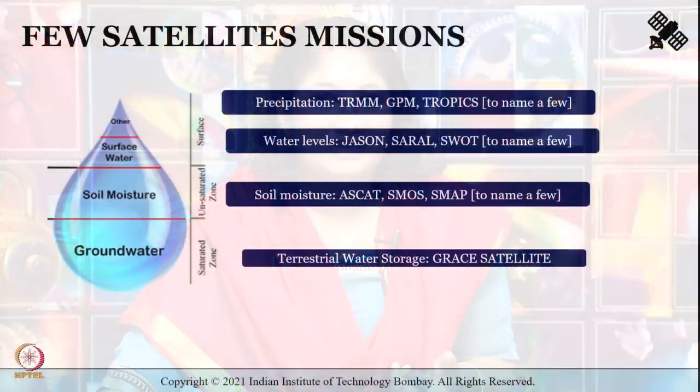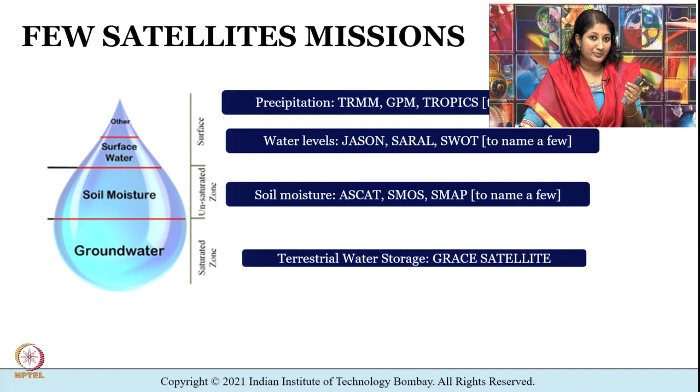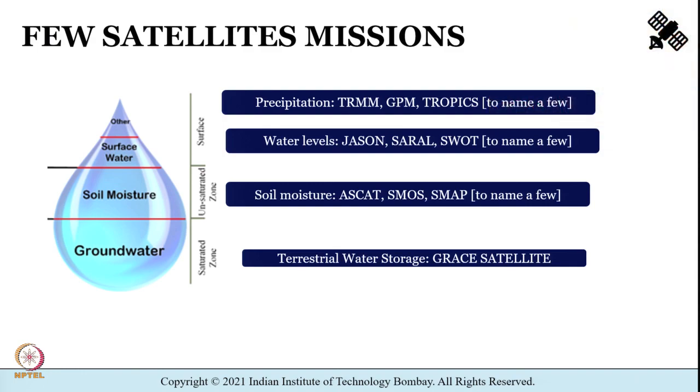So just to give you a brief overview, till now from the previous tutorials we have been learning one by one about the different satellite missions capable of examining the water levels, and then we understood how to deal with data from JASON and SARAL satellites. Moving on, we also understood about the SMOS satellite that gives us soil moisture information, and also the GRACE satellites which give us information about the terrestrial water storage.